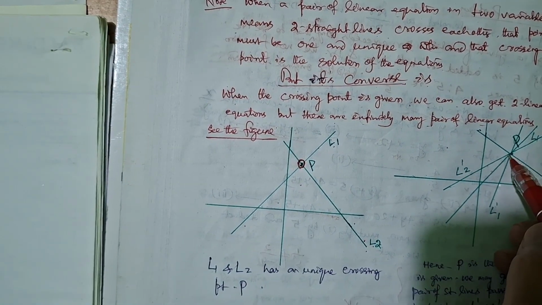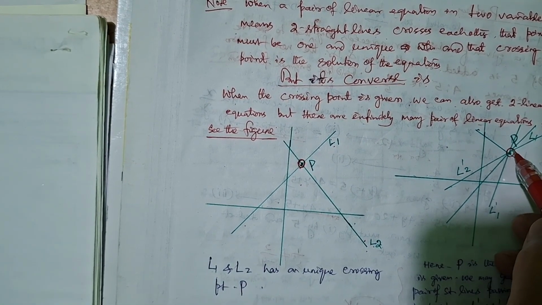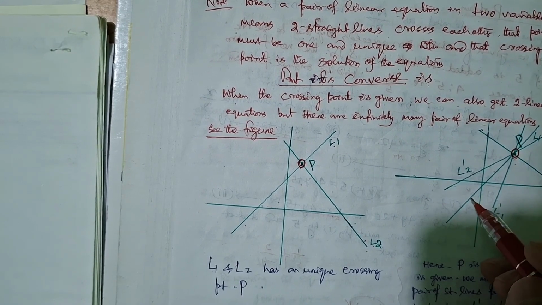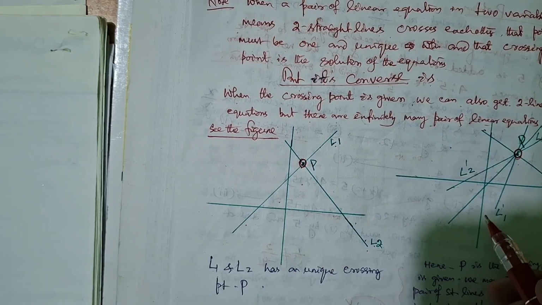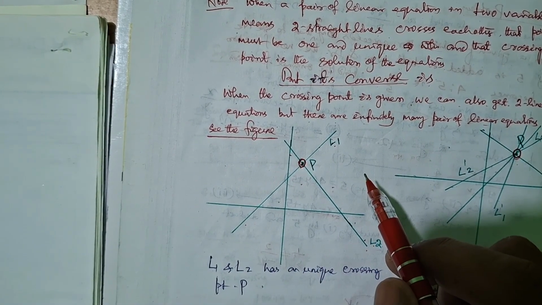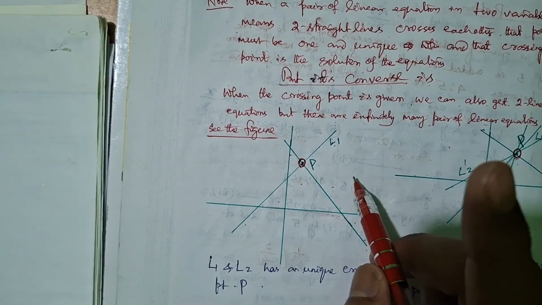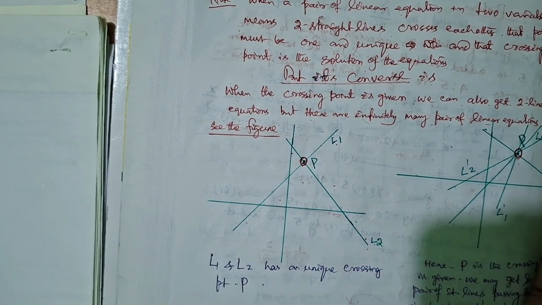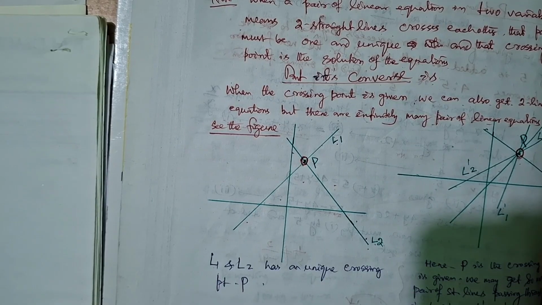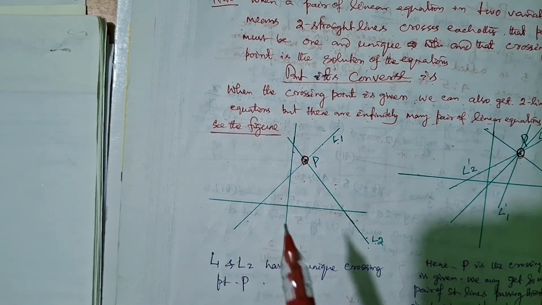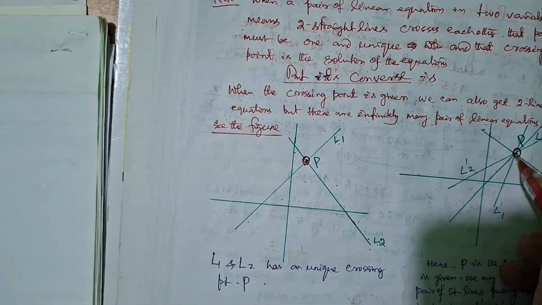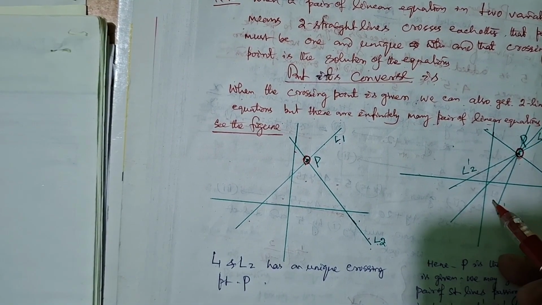What is the reverse? Suppose one solution is given, one point is given, that is the crossing point of two straight lines. So how many equations can you form? From two equations, only one solution is there if it is consistent. If parallel, there is no solution. If it is the same line, there are infinitely many solutions. But if they cross at one point, suppose there is one crossing point, how many straight lines can we construct?